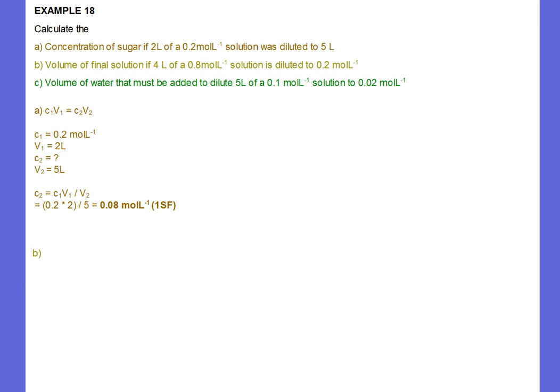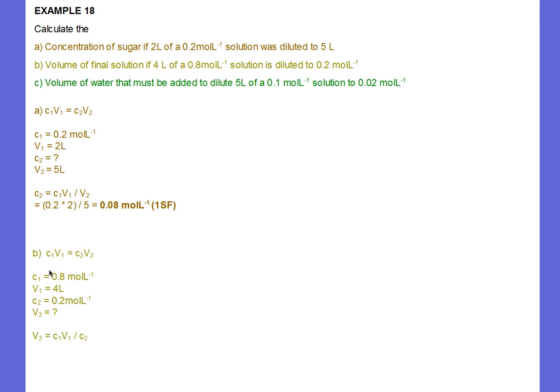Looking at B, this time, once again, same formula, C1V1 equals C2V2 because it is a dilution. Have a go now, pause the video and see if you can figure out C1, V1, C2 and V2. Okay, hopefully you got that the concentration 1 was 0.8 moles per litre and you had 4 litres to start with. It said it was diluted to 0.2 moles per litre, therefore your concentration 2 is 0.2, and we want to find what's the volume of the final solution.